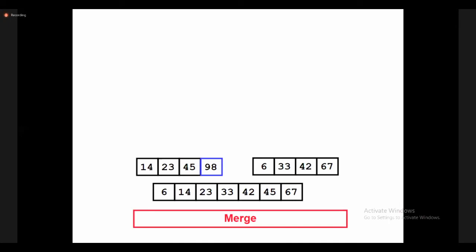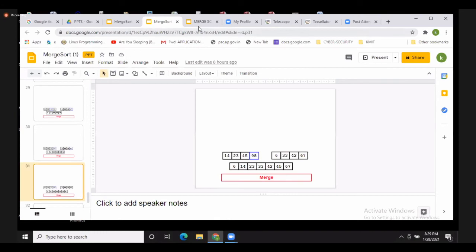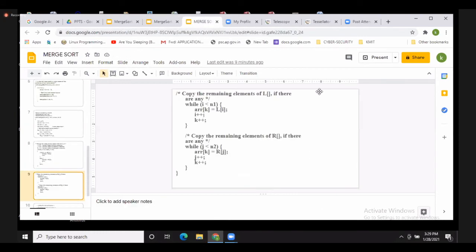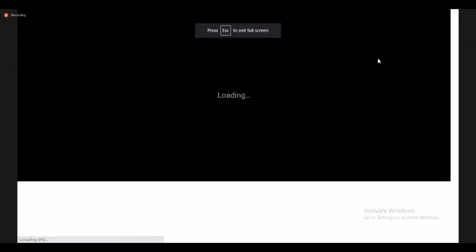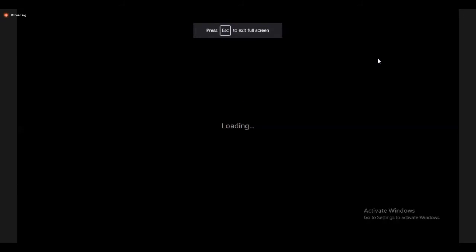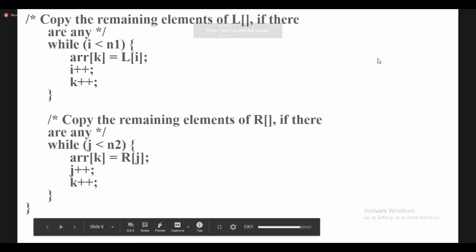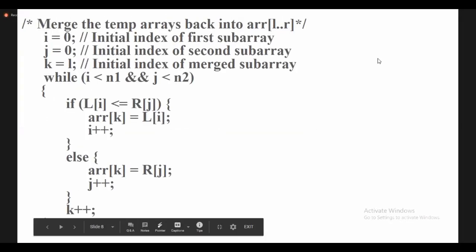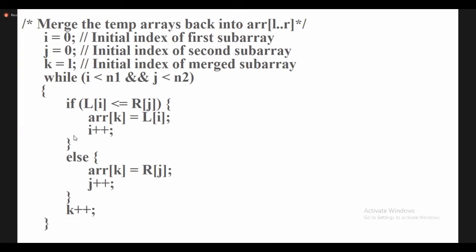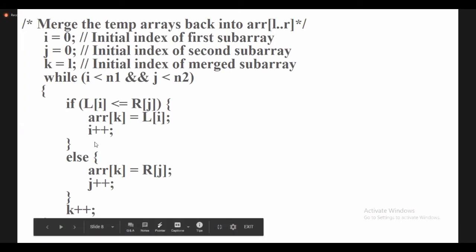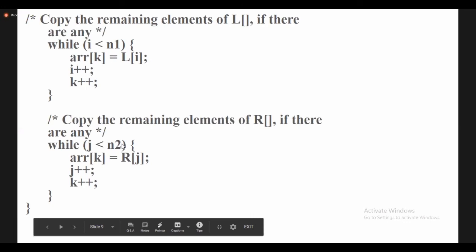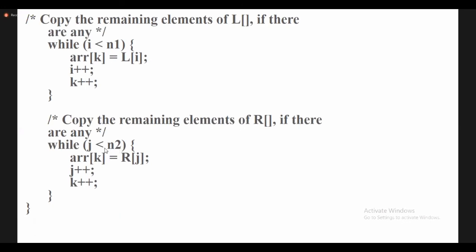Now I'll go to the second while loop. Now this process is for these statements. J has reached N2, J is equal to N2, so this statement is not executed.